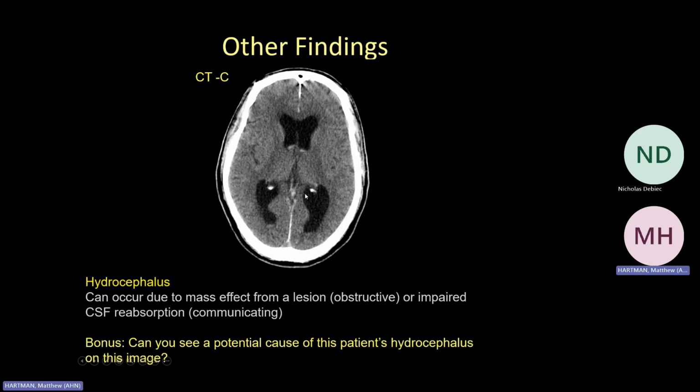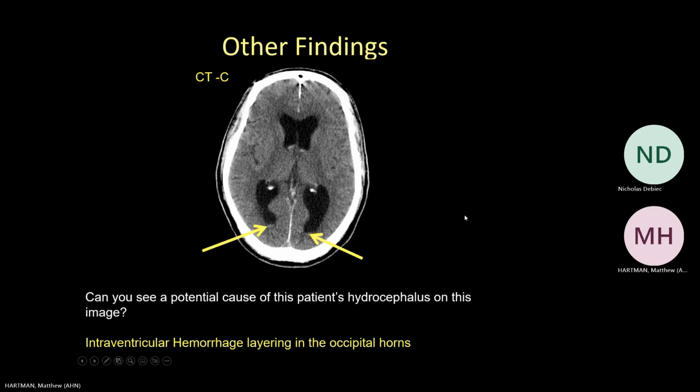What do we have here? Well, our vents are dilated. Again, using the Hartman 6 patterns, this is one of our words, dilation. Anytime you have a dilation, is it obstructed? What level is the obstruction? And see if you can think up a cause for this hydrocephalus. Well, if you notice this hyperdense stuff in the occipital horns, that's hemorrhage.